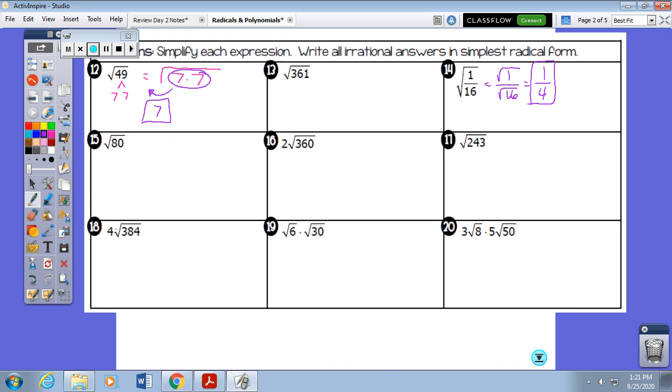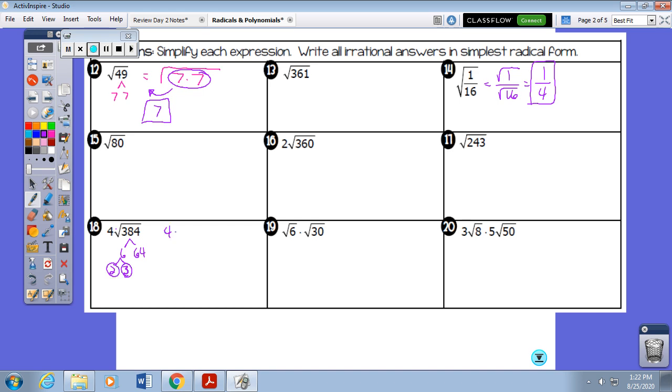The 4 stays out front. It's being multiplied by the 384. We need to simplify the 384 first. So we need to make a factor tree of 384. The factor tree goes all the way down to the prime numbers. So, 6 and 64. The factors of 6 are 2 and 3. And I'm going to circle those because I need those.